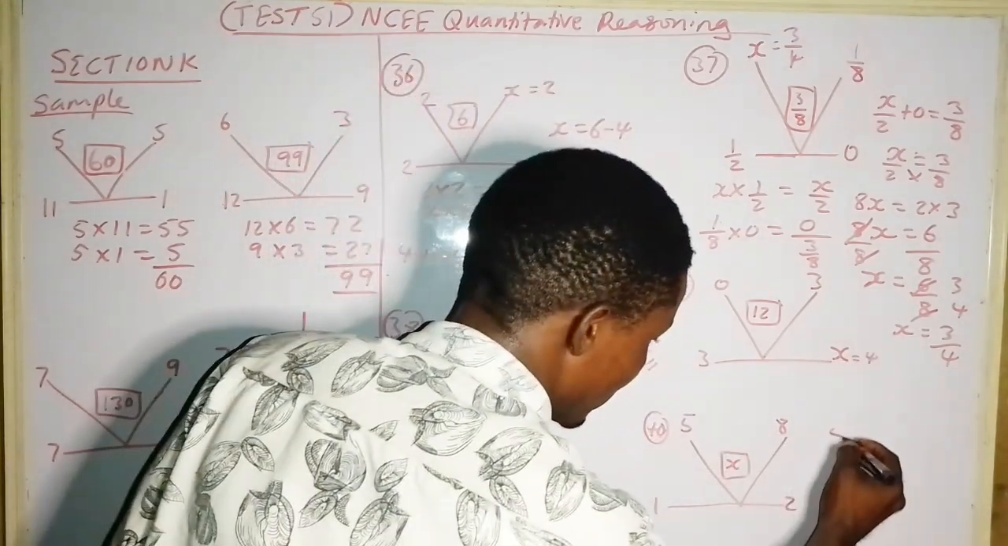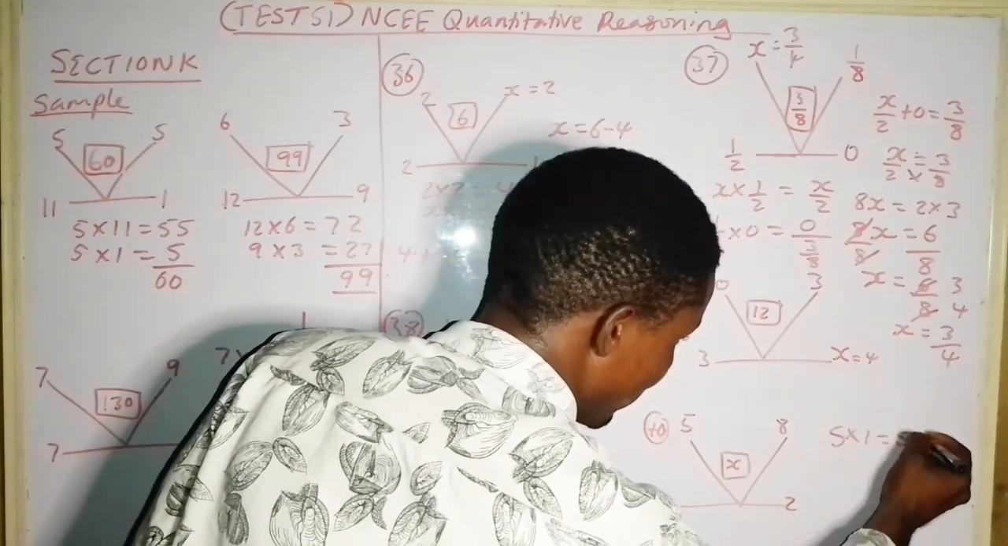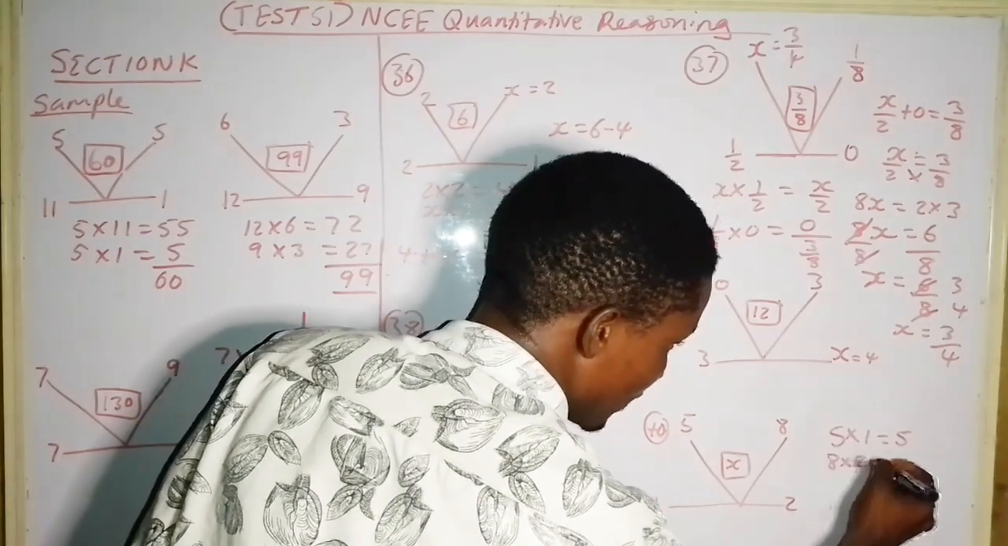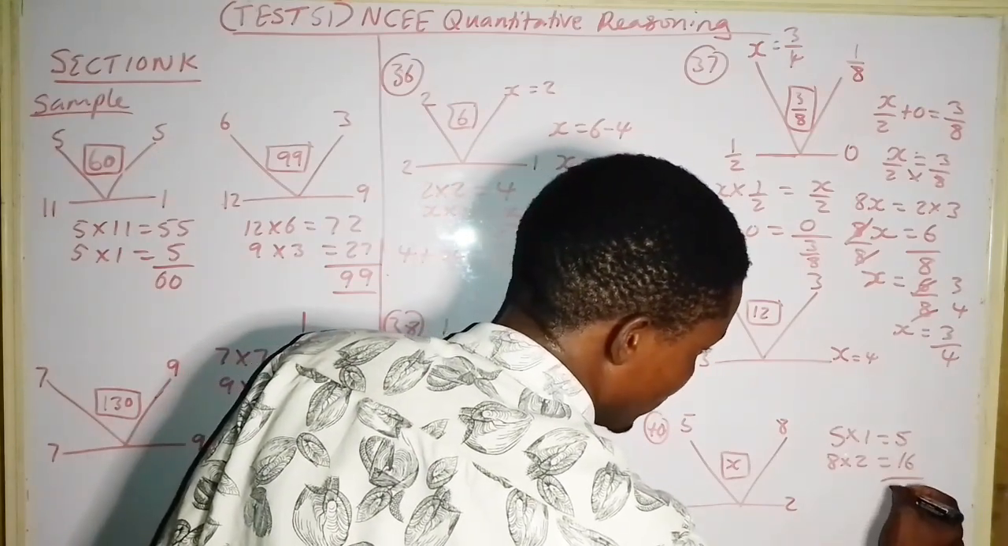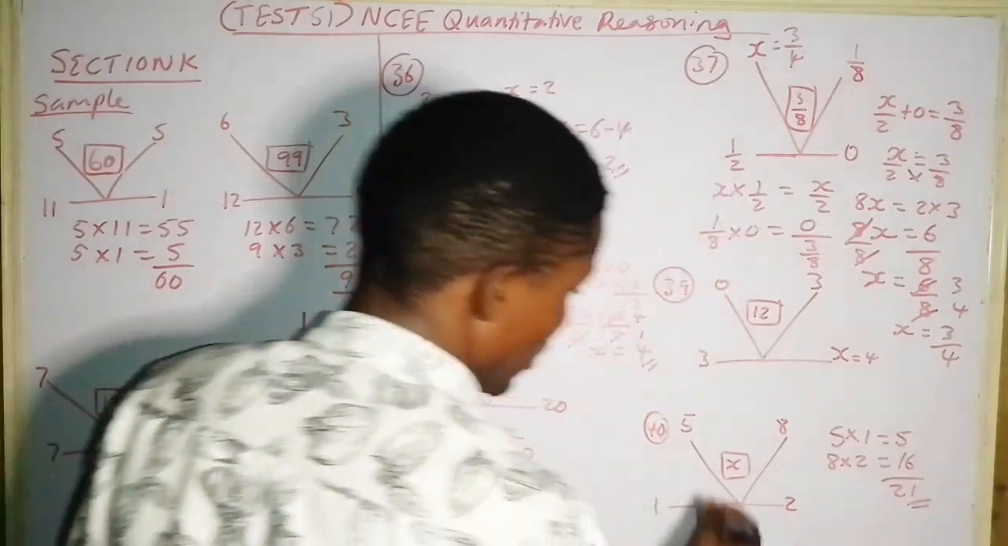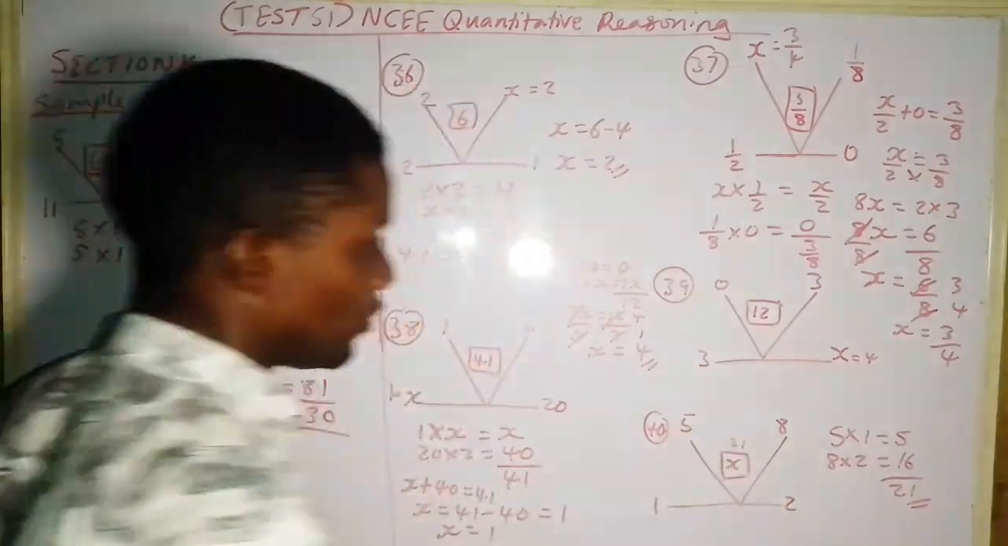Now the next one is 5 times 1, that is 5. And 8 times 2, that is what? 16. 16 plus 5, that's going to give us 21. So our missing number here is what? Is 21.